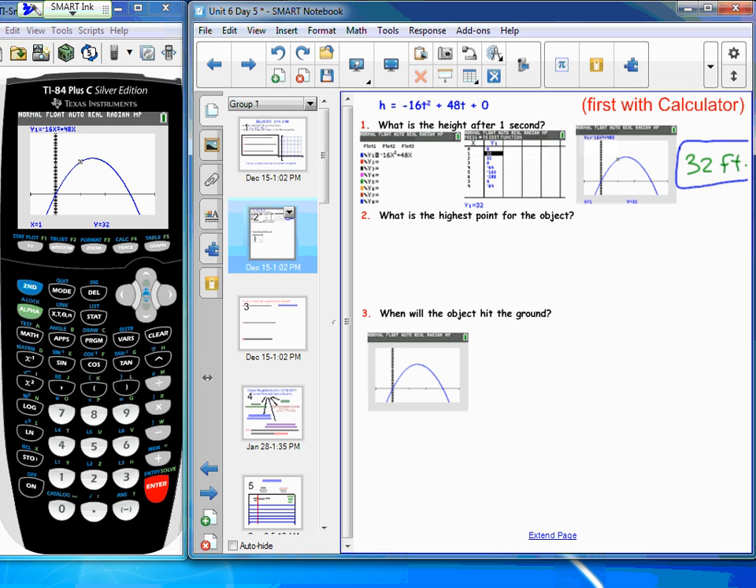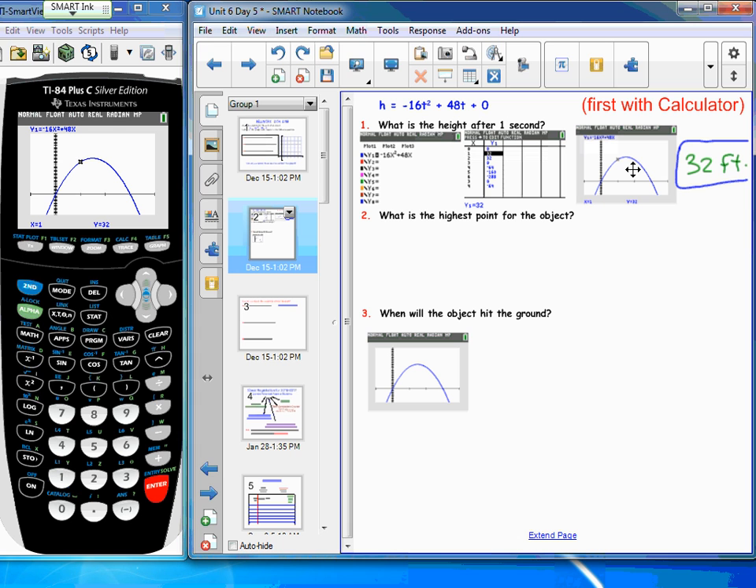So the negative 16 as the coefficient on my quadratic term, the t squared, is telling me automatically I'm working with the distance measurement of feet as my unit. Good job. Okay, raise your hand if you got 32 feet already. Easy cheesy, good job. What about the highest point on the graph?